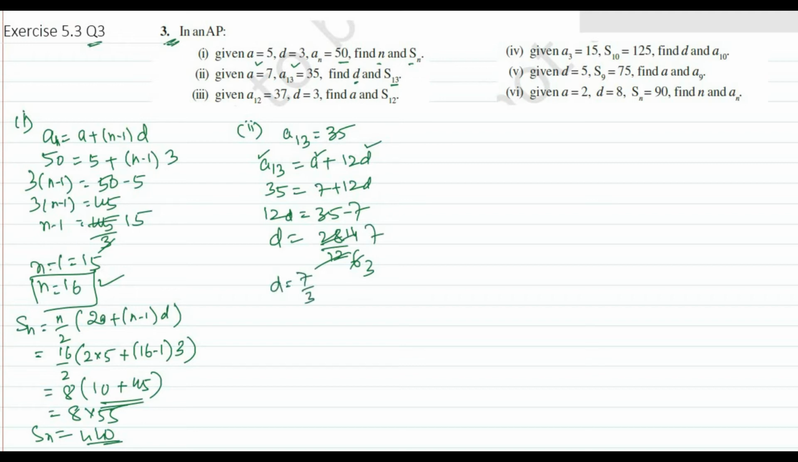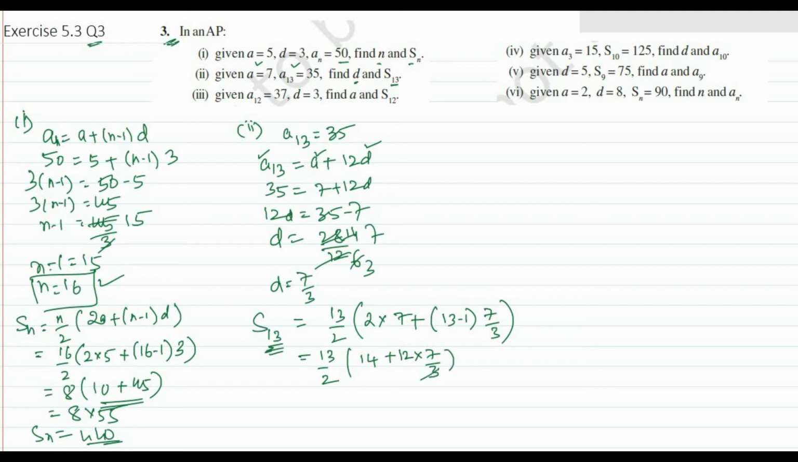So now we have to calculate S13, that is the sum of 13 terms. Here the number of terms N is equal to 13. So 13 divided by 2 into 2 times A, that is 7, plus N minus 1, that is 13 minus 1, into D. D means 7 by 3. So 13 divided by 2 into 14 plus 12 into 7 by 3.